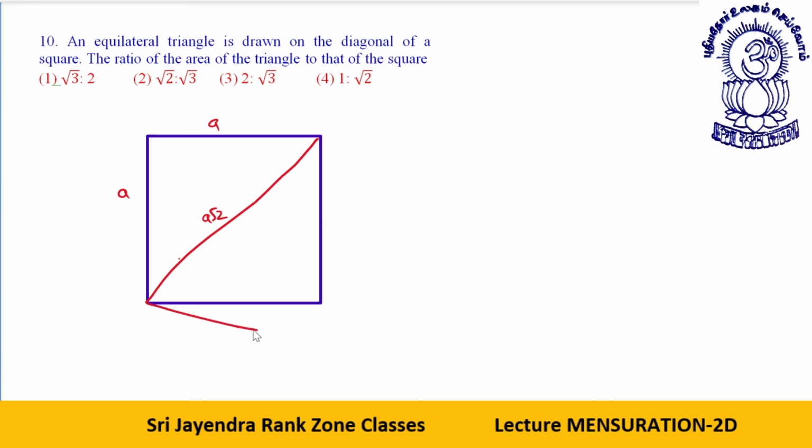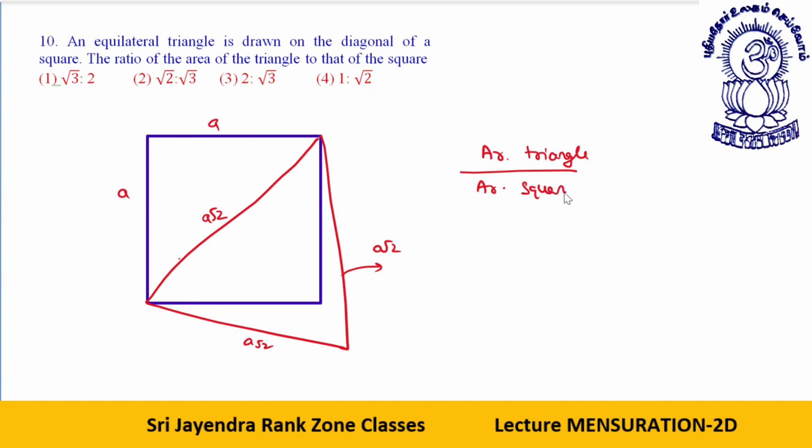On this A root 2, an equilateral triangle is drawn. This side will be again A root 2, A root 2. Area of triangle to area of square. What is the area of triangle? Root 3 by 4 into side square. Area of square is A square.